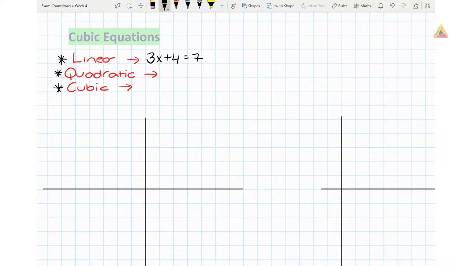We know that if we were to graph that function, it would just be a straight line, positive slope or negative slope. And we also know that to solve that equation, we would be trying to get the x on its own.